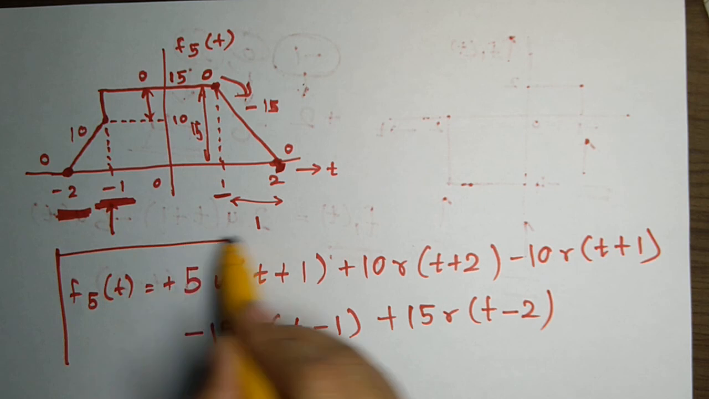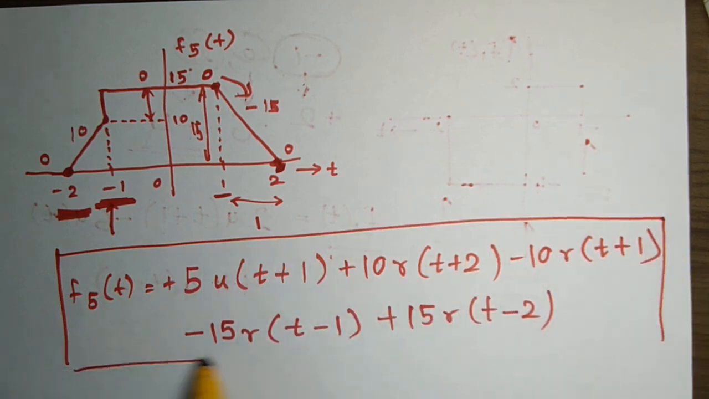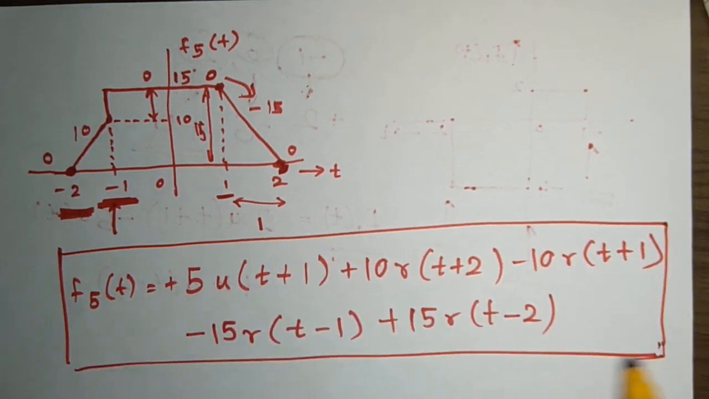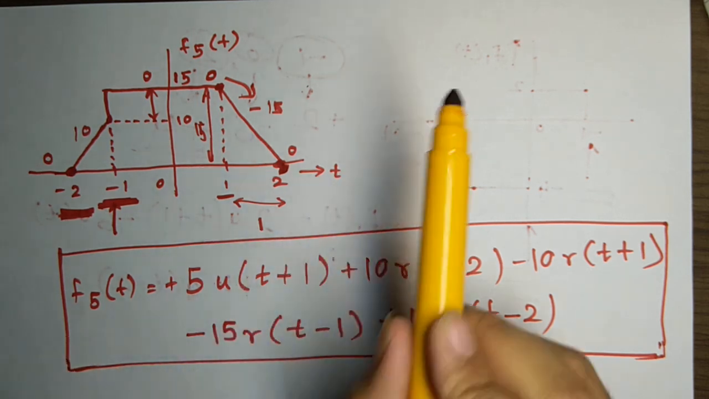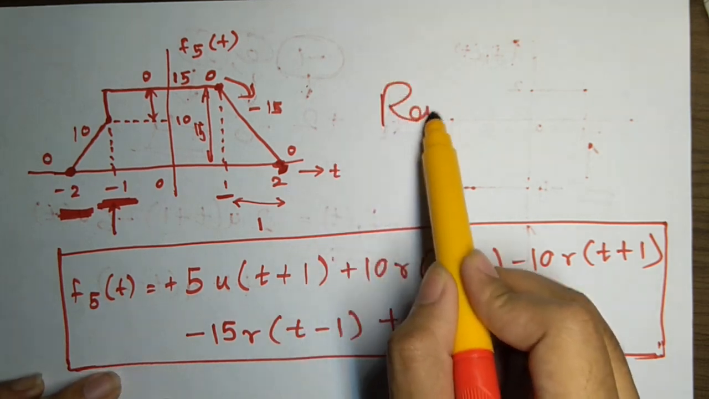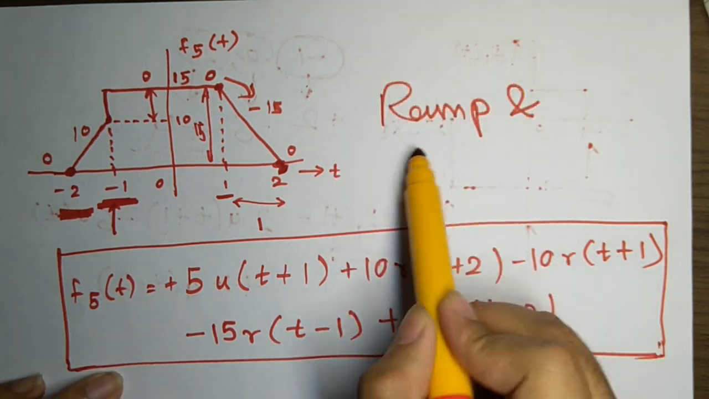Done. We have applied whatever we have learned in this lecture and solved 5 examples and represented all the signals in the form of ramp and step.